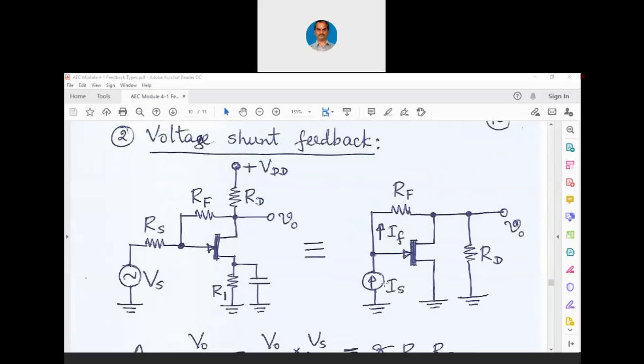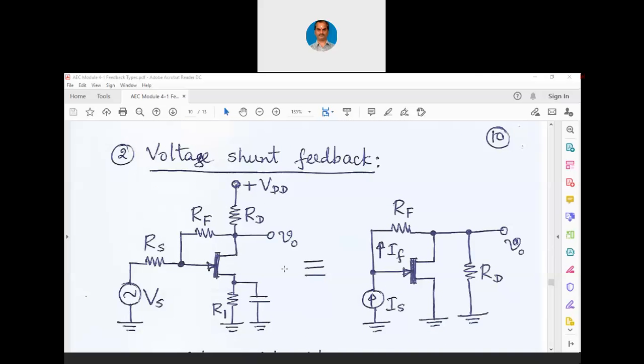Let us see an example of voltage shunt feedback now. Again, this is an FET amplifier and we can see a source voltage here and a source resistance. Then this FET has a drain resistance and a source resistance. The source resistance is purposefully mentioned as R1 because we have an input signal source resistance mentioned as RS. That is why the device's source resistance is mentioned as R1. We already have a bypass capacitor at the source of the device. Now, you can see this feedback resistance RF.